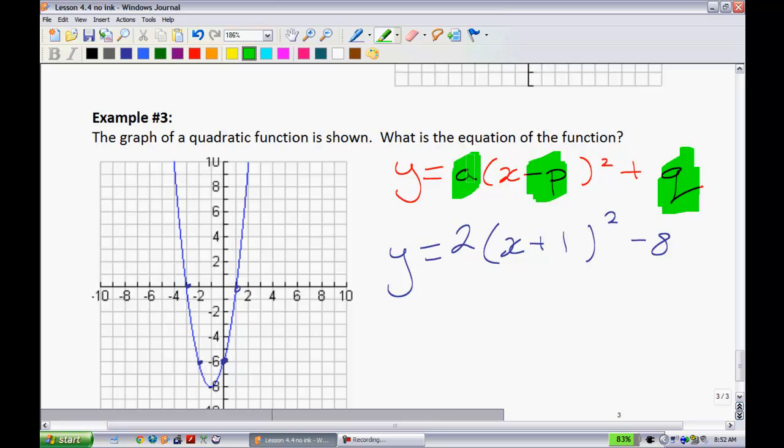And a, we know 2 things about it. If a is positive, it's going to open up. If a is negative, it's going to open down. If a is a number greater than 1, it's going to be stretched. If a is a number less than negative 1, it's also going to be stretched. If a is a number between positive 1 and negative 1, it will be compressed.